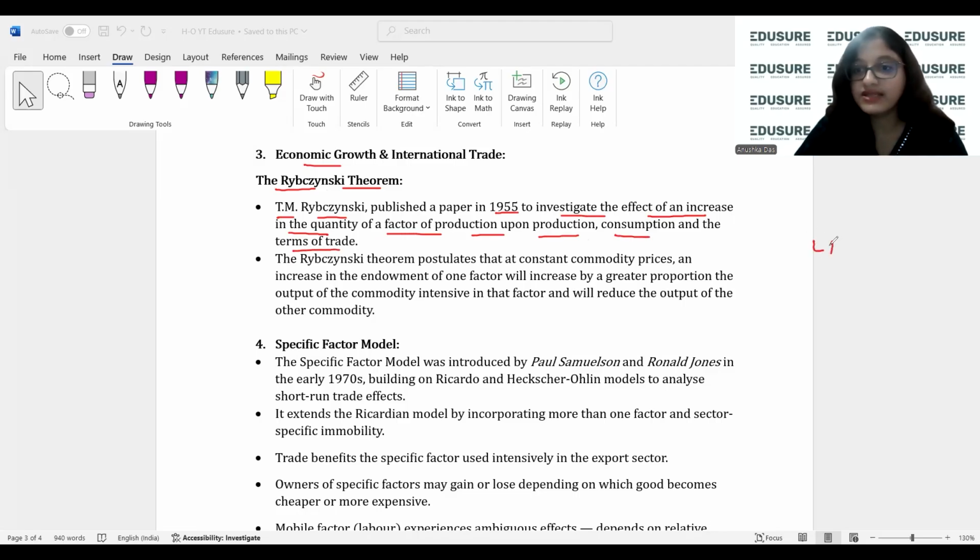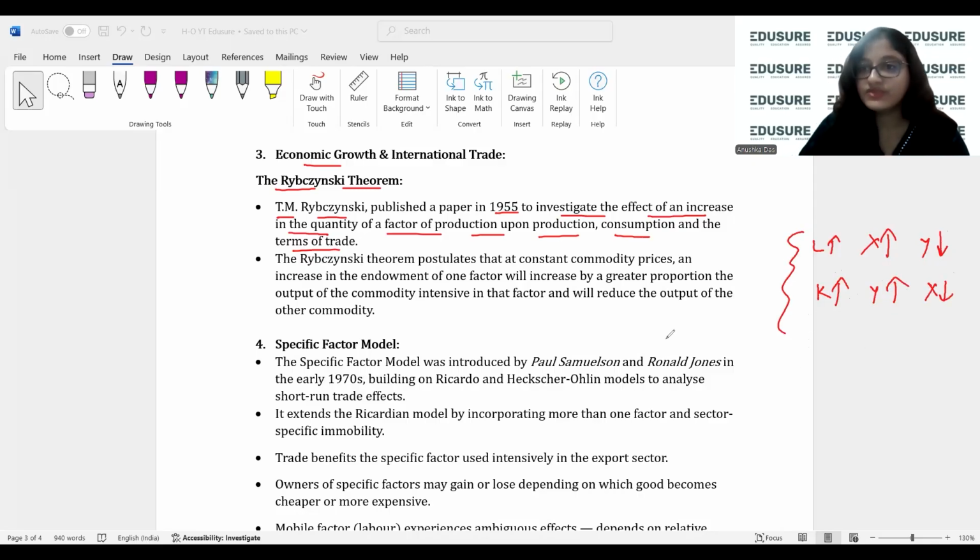So basically, if you increase one of the factors of production, suppose labor increases, what will happen to the international trade for the two goods from the point of view of the two? What Rybczynski said was that if X is a labor intensive good and you increase the amount of labor in your production process, then the production of X will increase, and at the same time production of Y will decrease. And the second thing is that if you increase the capital endowment and Y is the capital intensive good, then the production of Y will increase and the production of X will decrease.